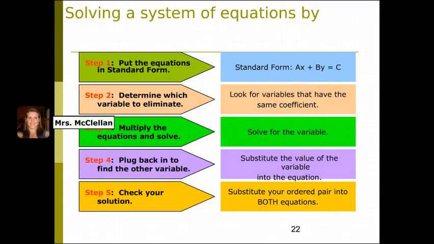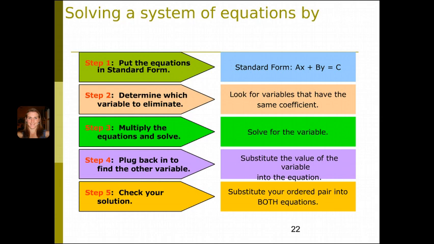Let's look at the steps of solving a system of equations. The first step is to make sure that the equations are in standard form. Standard form is ax plus by equals c, which means a number times x plus a number times y equals a constant. Step 2 would be to look at the equations and determine which variable to eliminate. So you're looking for the variable that has the same coefficients. Step 3, we need to multiply the equations and solve. This would be if you have an equation that does not have the same coefficient for their variables. Then you would have to multiply one equation or both equations to get the same coefficient. Then you are able to solve for one of the variables.